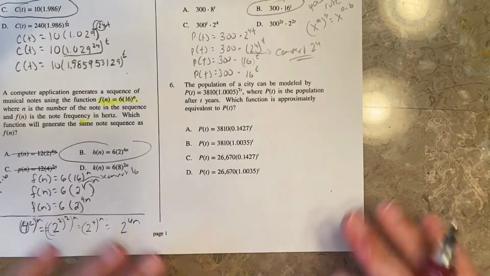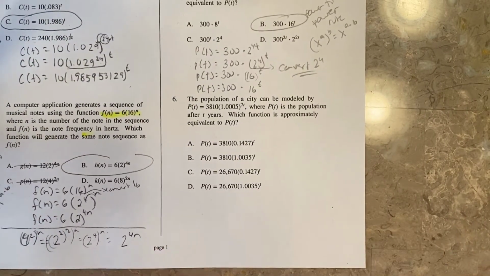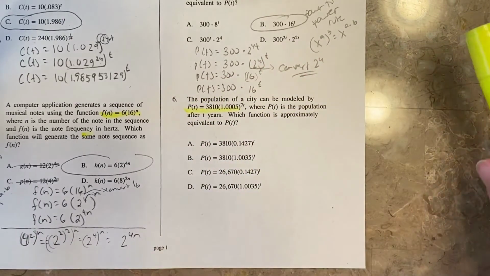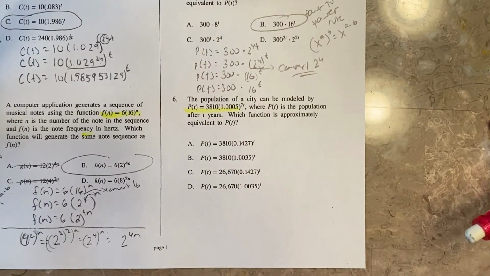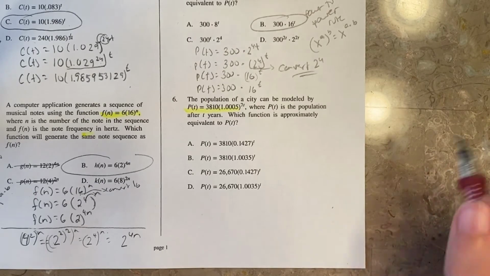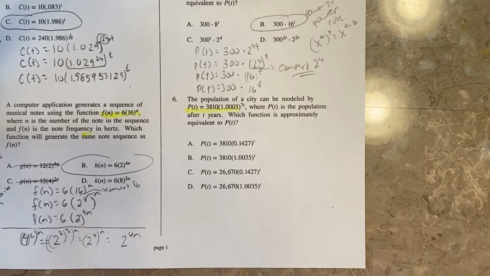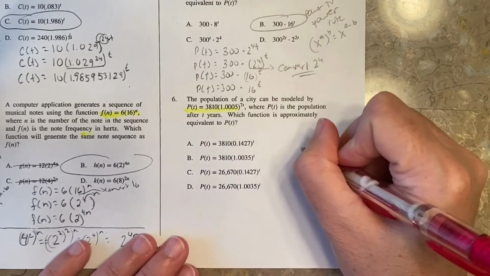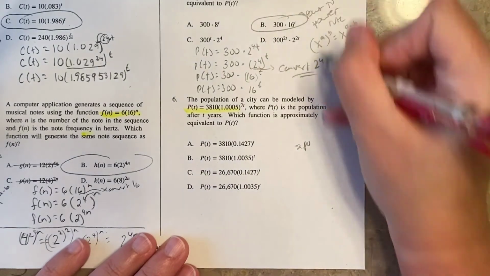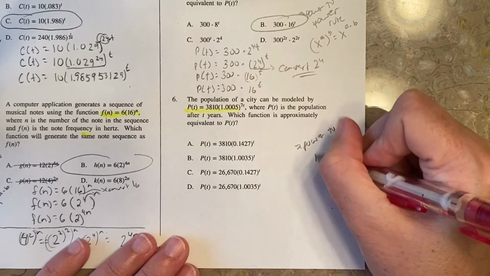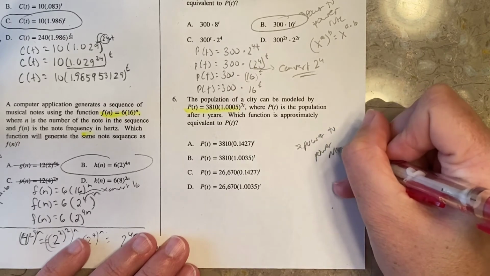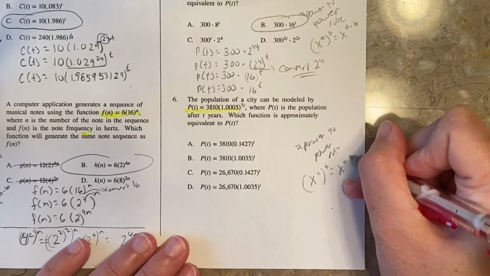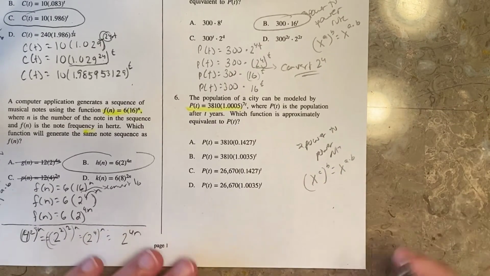All right, last one, number 6. The population of a city can be modeled by P of t equals 3,810 times 1.0005 to the 7t, where P of t is the population after t years. Which function is approximately equivalent to P of t? All right, so this is my last one. That is my power to power rule. Okay, so all of them have been this one except number 4. So the Regents definitely likes this.